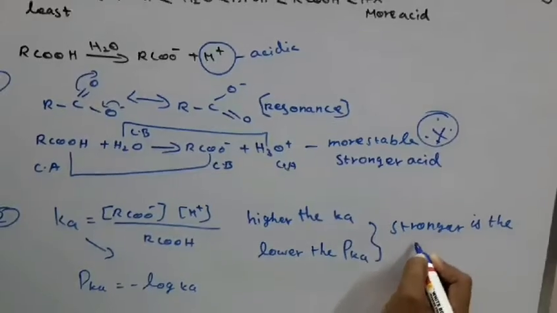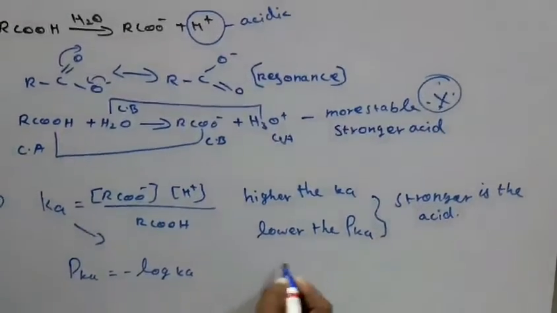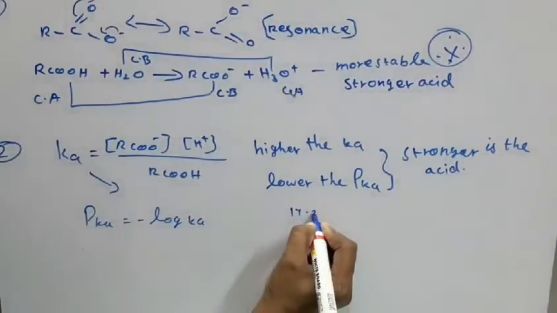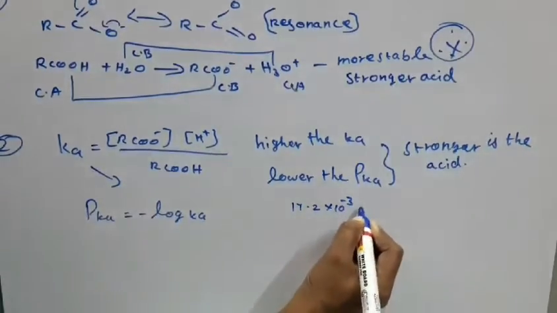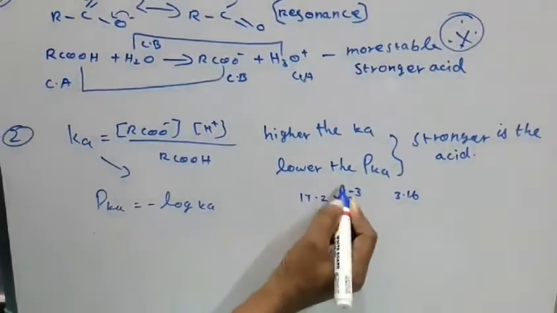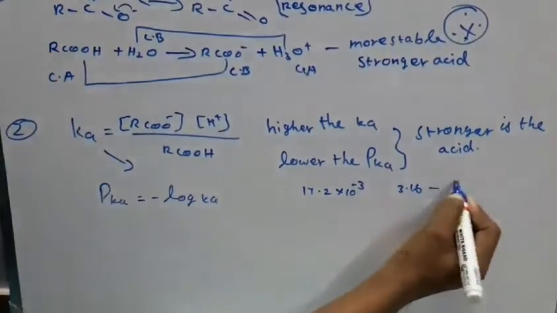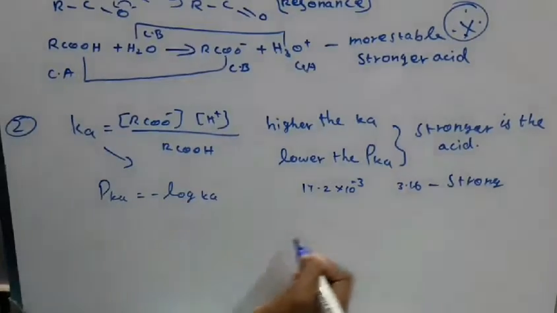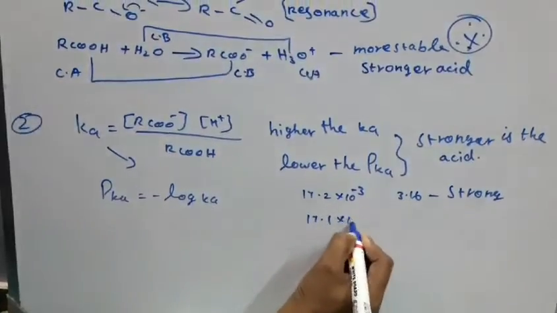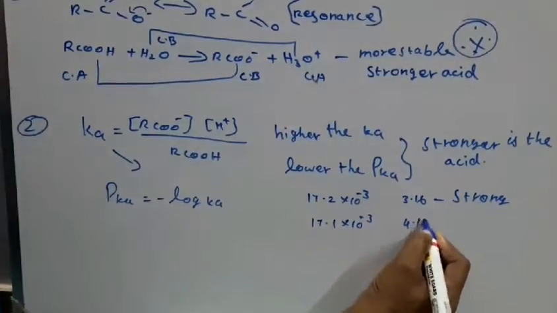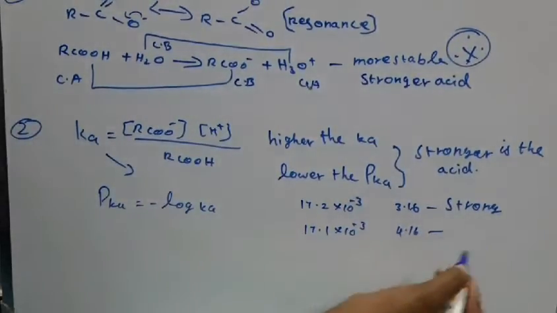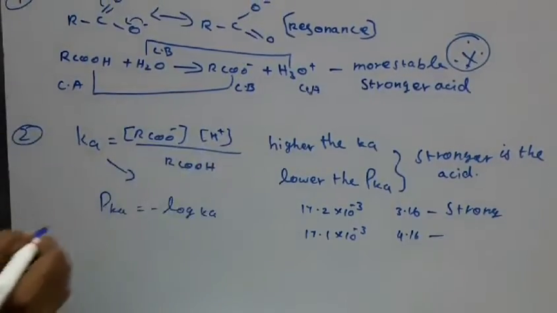Very, very important point: stronger is the acid. Here you see, for formic acid, the Ka value is 17.2 × 10^-3 and the pKa value is 3.16. Higher the Ka value, lower the pKa value, stronger the acid character. And for ethanoic acid, the Ka is 1.71 × 10^-3 and the pKa is 4.16 something. So higher the Ka value, lower the pKa value, stronger is the acid. This is the second key point.